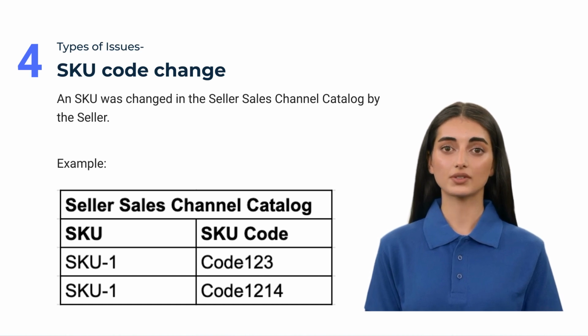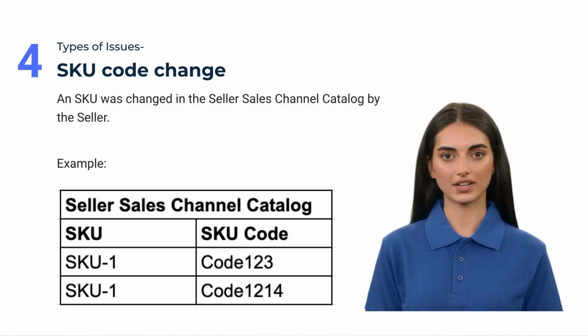The SKU code of SKU 1 in the seller sales channel catalog is code 123, but later the seller changed the SKU code of SKU 1 to code 456. So there might be a possibility that the seller did not update the seller catalog. So the order of SKU 1 can be placed by the customer, but cannot be processed as no such SKU with the SKU code 456 exists in the seller catalog.